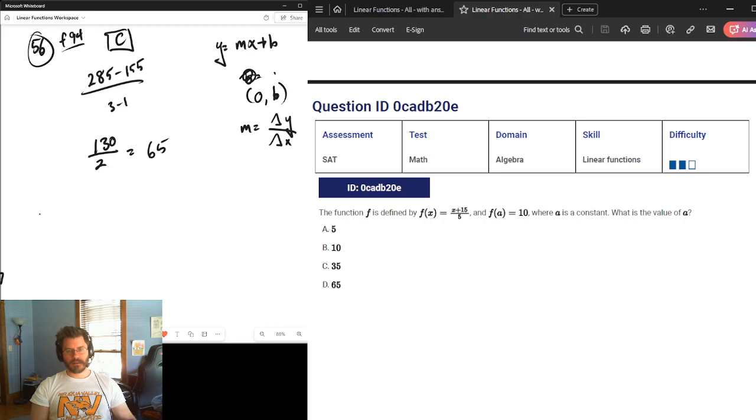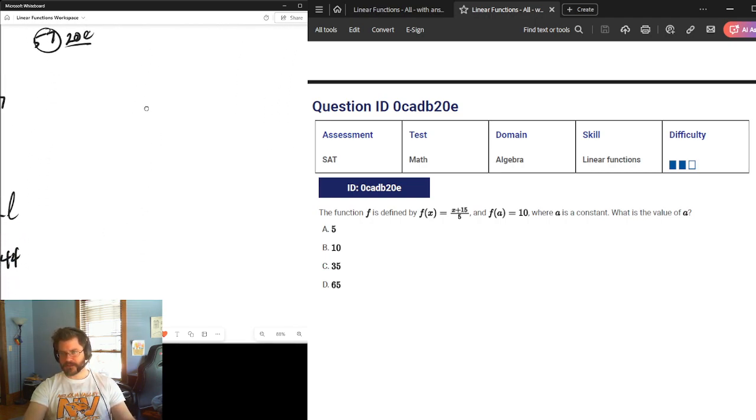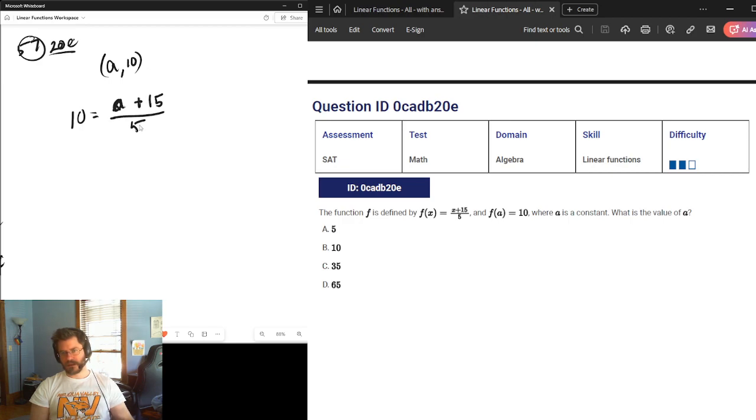Next one, number 57. 20E is the code. We've got function f defined as x plus 15 over 5, and an xy coordinate point A, 10. And then what is the A? So if we understand that to be an xy coordinate point A comma 10, what can we do? Well, we can say 10 equals A, put the A in where you see the x, plus 15 over 5. And now we just do algebra.